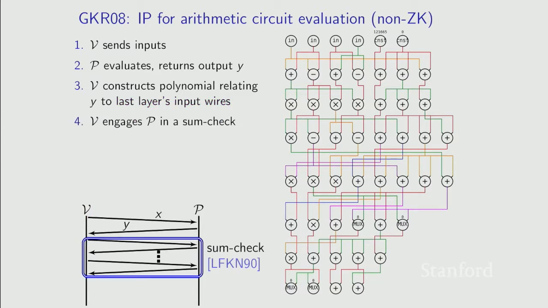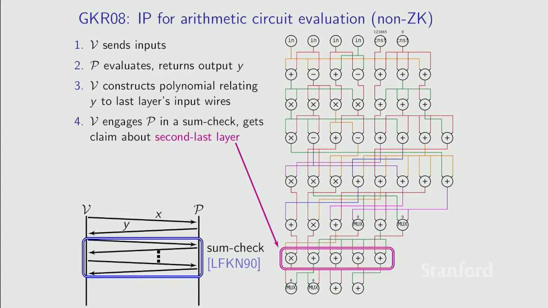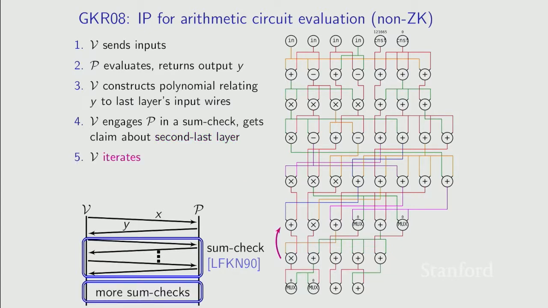Then it's going to engage the prover in what's called a sum-check protocol. This is a foundational interactive proof. And the result of that sum-check protocol is a claim about the second-last layer of the circuit. Now, in some sense, that's not good enough because the verifier can't check that very easily. So what do the verifier and prover do? They continue to interact. Now we run another sum-check and we get a claim about the prior layer. And we keep doing that, and eventually we get a claim whose truth is related to the inputs to the computation. Now, in a non-zero-knowledge version of GKR, this would be it. We would be done because the verifier has those inputs and it can just check that claim directly.